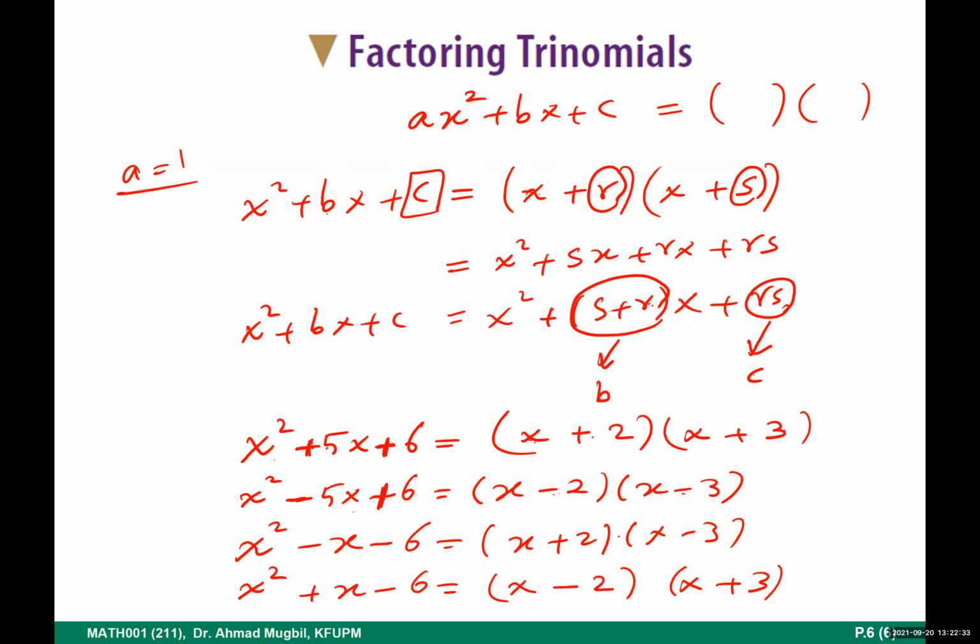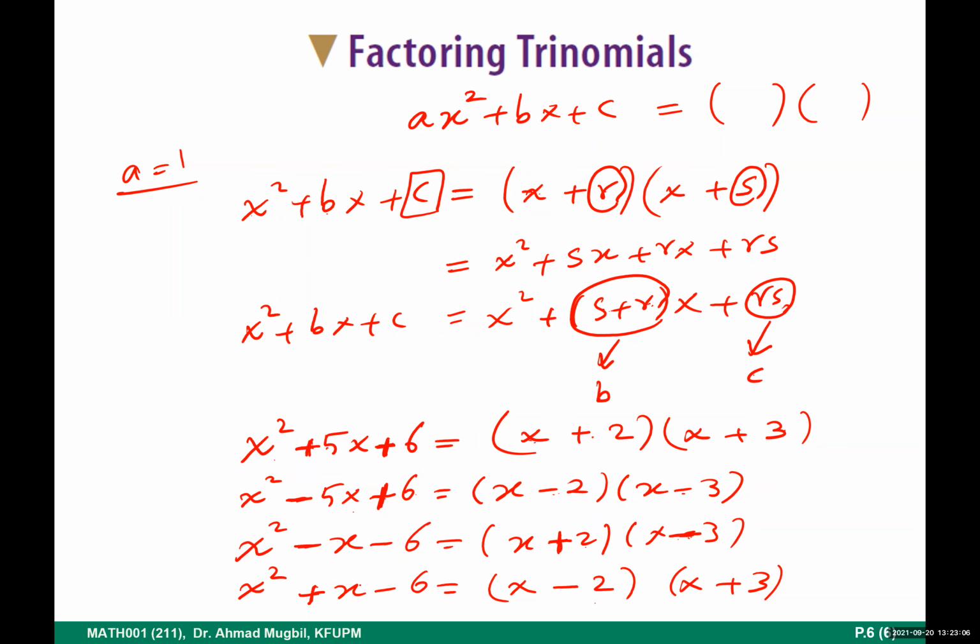one of them is positive, one of them is negative. They have opposite signs. Who will be positive, who will be negative? We need the sum to be negative, so the bigger one will be negative. Here it is 2 and 3, the bigger one is 3, so it is the negative one. Here the bigger one will be positive. So if they have different signs, the bigger number will take the sign of the middle term.